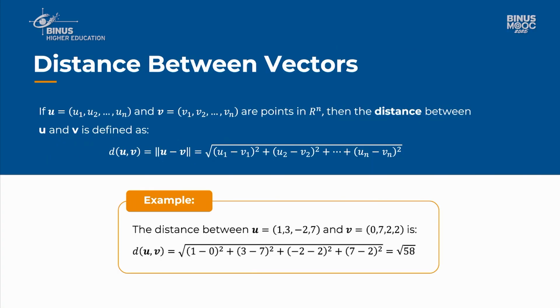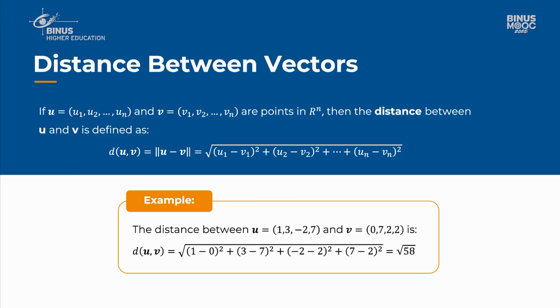We can also measure the distance between two vectors. If u and v are points in Rn, then the distance between u and v is defined as d(u,v) equals the norm of u minus v, and we can calculate it as the square root of (u1 minus v1) squared plus (u2 minus v2) squared plus and so on until plus (un minus vn) squared.